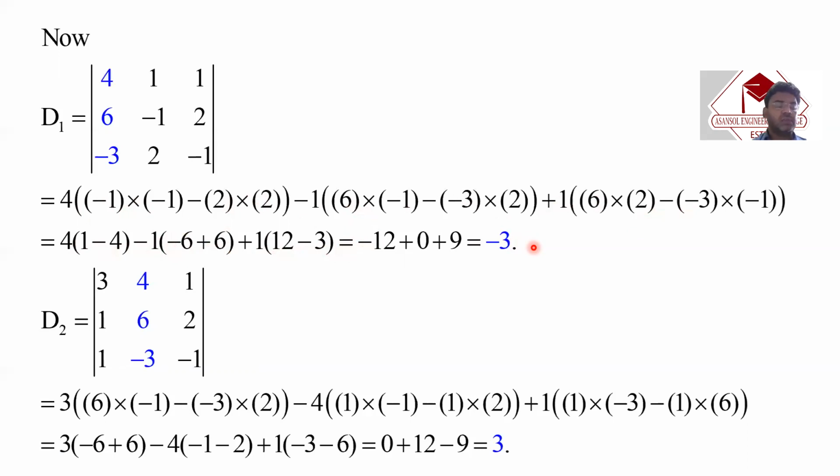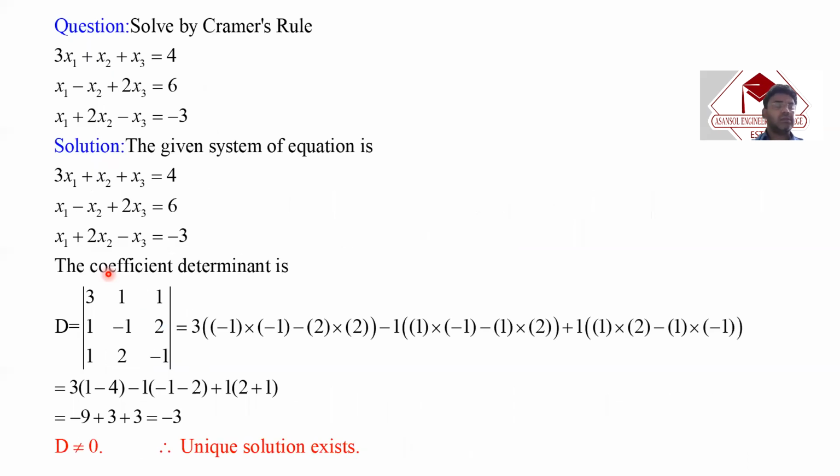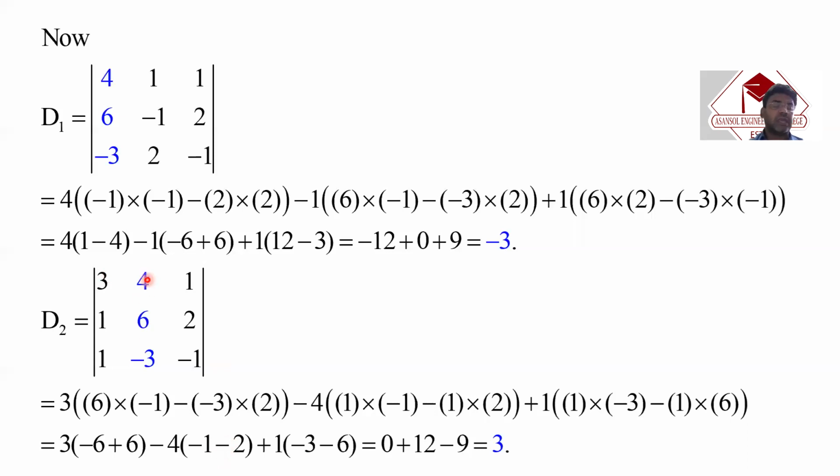Clear? Same for D2. First column of D, 3, 1, 1, same as it is, and only the second column should be replaced by 4, 6, 3. Okay, and the third column is the same, 1, 2, 3. Clear? So that's why I'm using multicolor so that you can understand. So this D2 is coming from D by replacing 4, 6, minus 3 in column 2. Okay, now calculate the value.